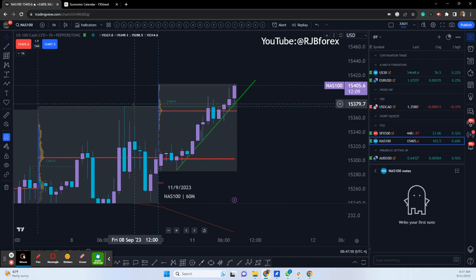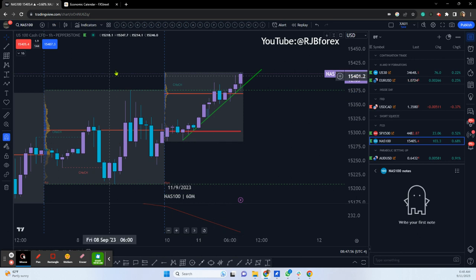We're breaking the highs of Friday, which is nice because that could be a stop hunt, that could be a liquidity grab for a continuation to the downside. But bear in mind that you might get some support as we come back in to test these highs, this support area over here.